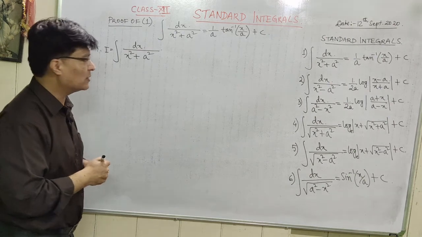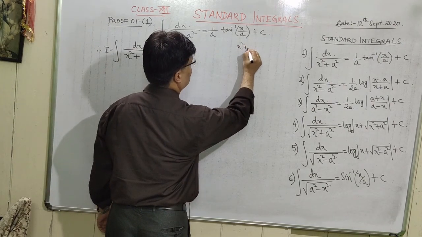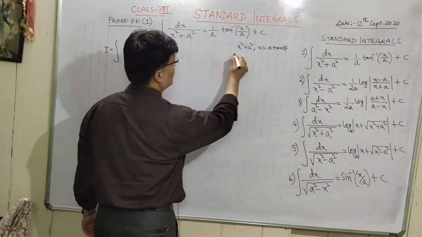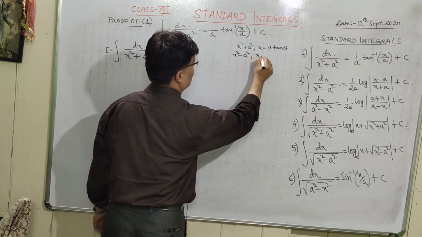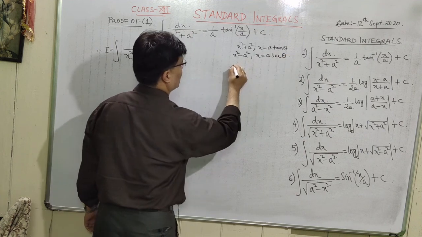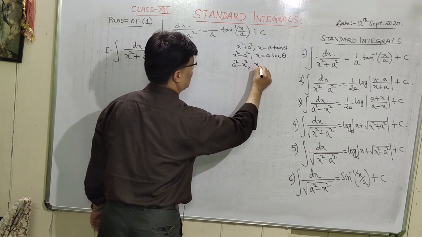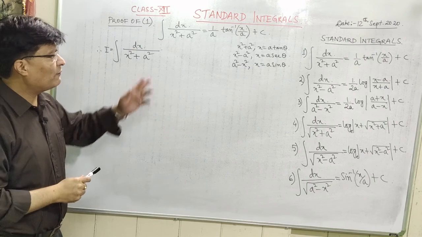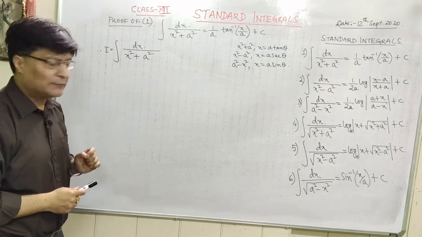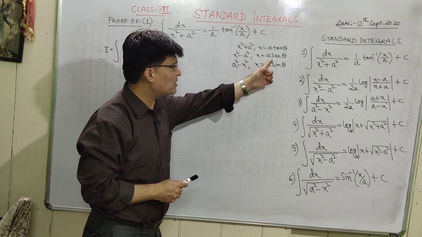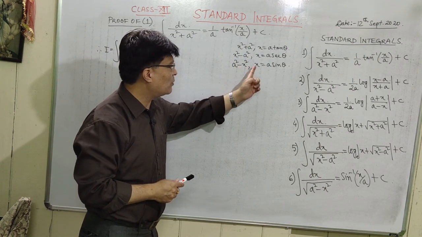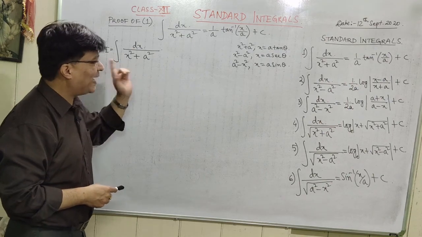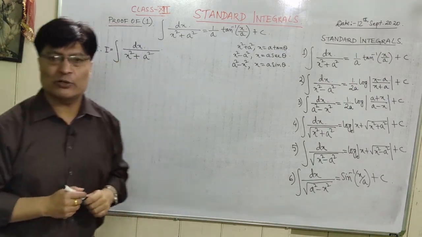I told you about it, isn't it? If there is x square plus a square, you put x is equal to a tan theta. If it is x square minus a square, then x is equal to a sec theta. If it is a square minus x square, then you should put x is equal to a sine theta. I think you know it. But here it is x square plus a square. So what should you put for x in this case? So you put x is equal to a tan theta.